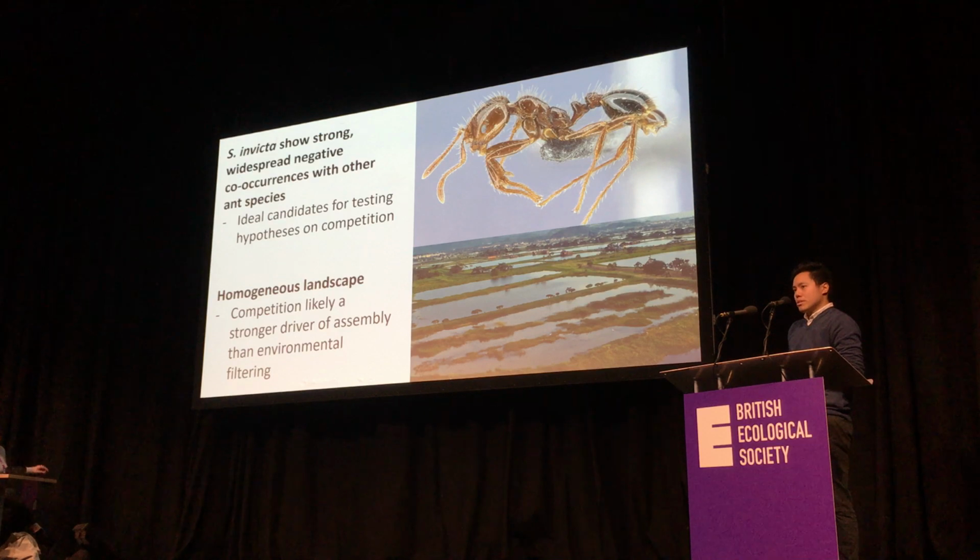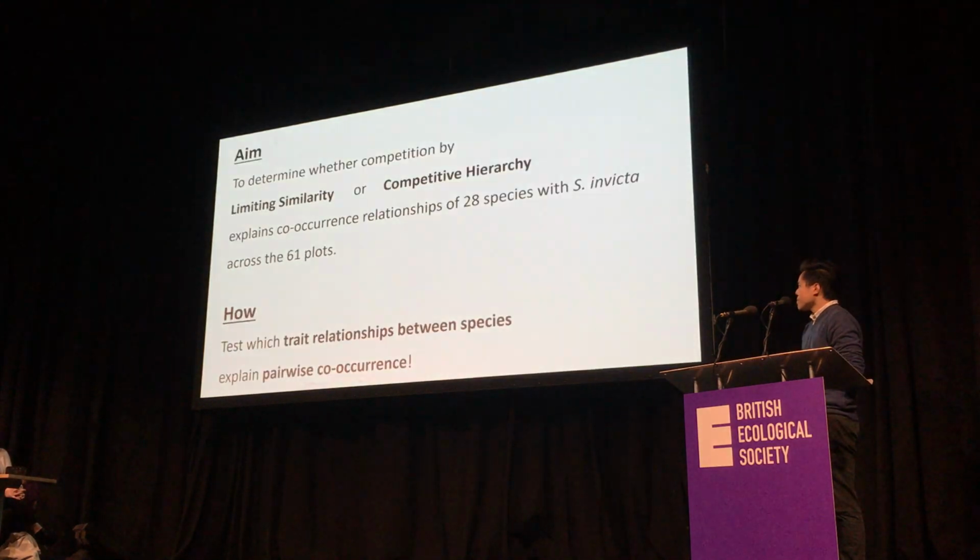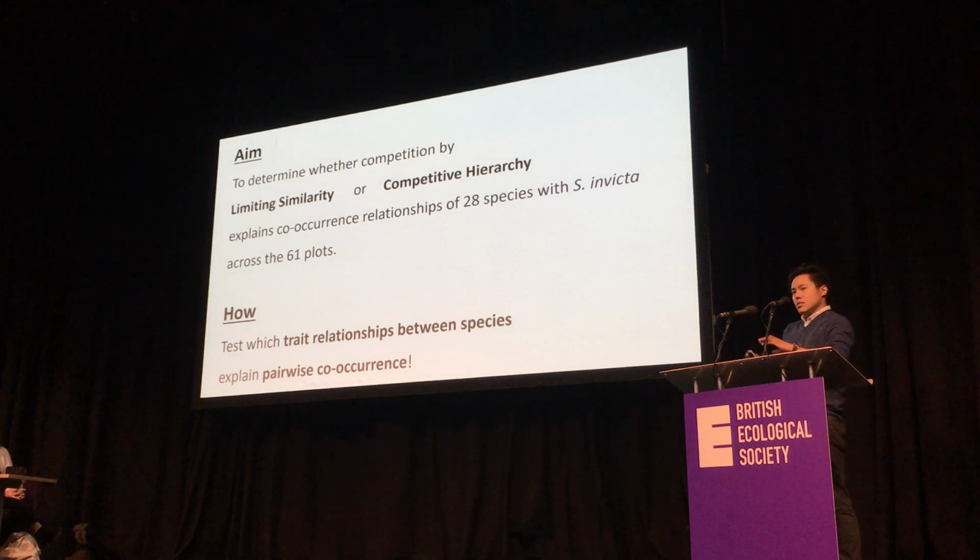And furthermore, in this relatively homogeneous landscape, where it's an open grassland, it's not much of forest, perhaps some of that community structure would more likely be driven by competition versus something like environmental filtering, since there's less environmental variation. And so we wanted to test the degree to which these two mechanisms of competitive exclusion accounted for the patterns of co-occurrences between resident species and the fire ants across this landscape.